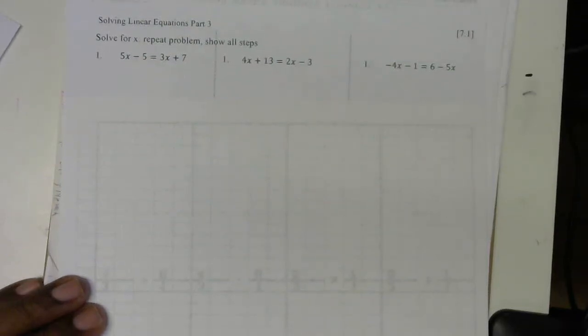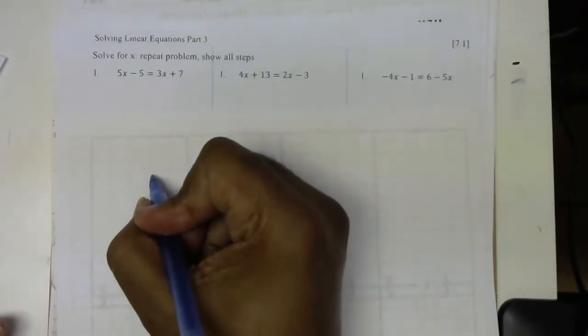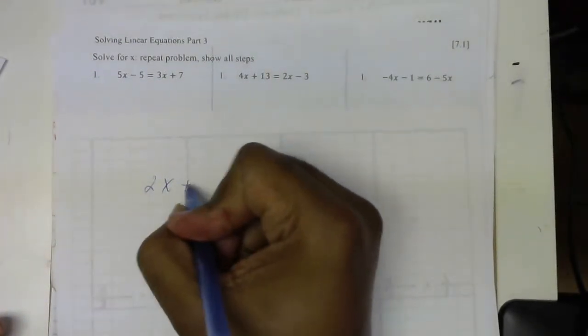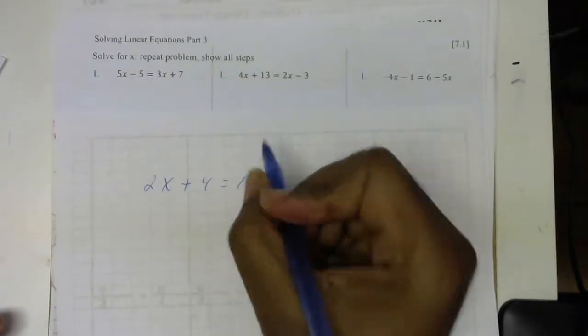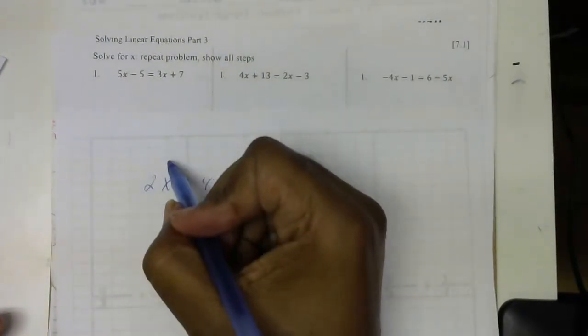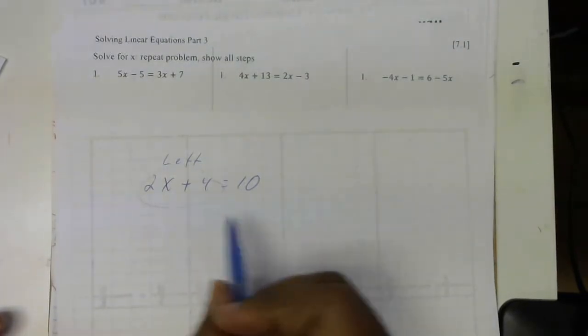Okay, now we're going to be solving equations with x's on both sides. Now, the trick here is to turn this into either a left side problem or a right side problem. Let me show you what a left side problem is. If I have 2x plus 4 equals 10, this is a left side problem because the x is on the left, so it means we work with the left.